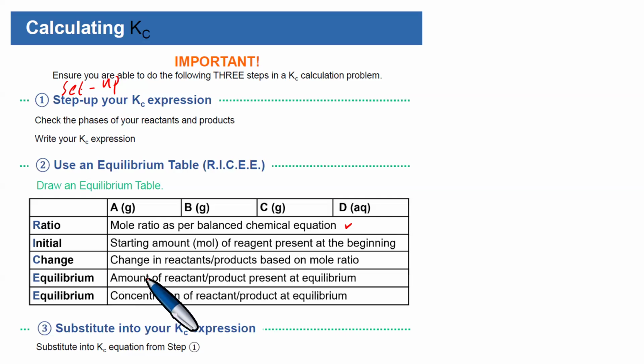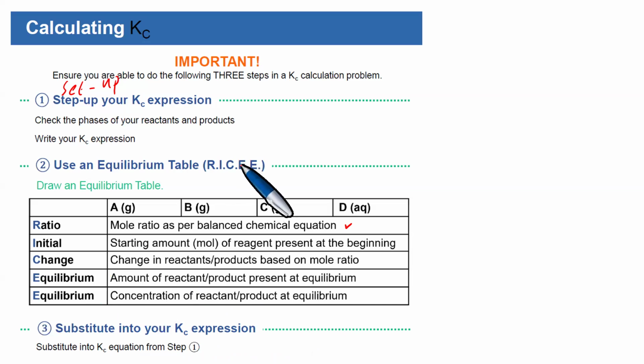Now there's a change in reactants or products based on the mole ratio. So based on the mole ratio, there's going to be some potential change in reactants or products. Equilibrium: E stands for equilibrium, the amount of reactant to product present at equilibrium. We're looking for the concentration of reactant or product at equilibrium. We're looking for the amount.